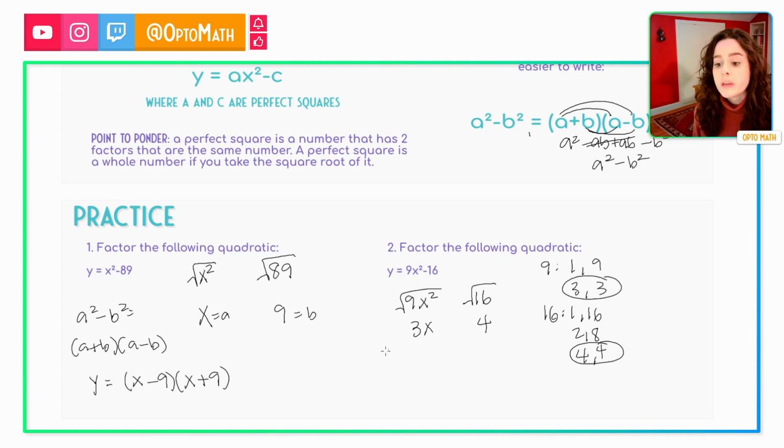So here's what we need for our a and our b to use our formula. So y is 3x plus 4 times 3x minus 4. And that's all you have to do. That's it. You've completely factored this quadratic.